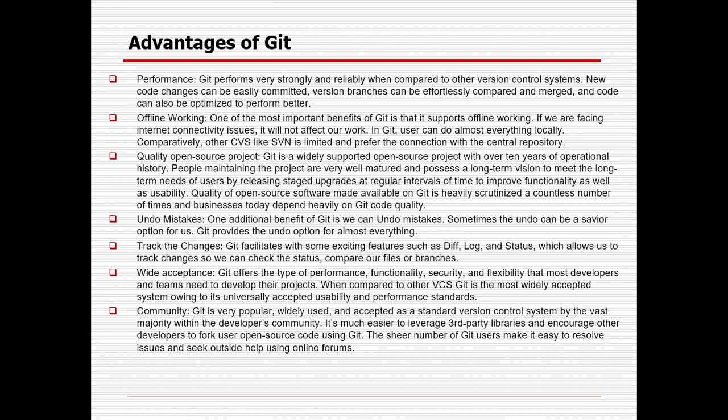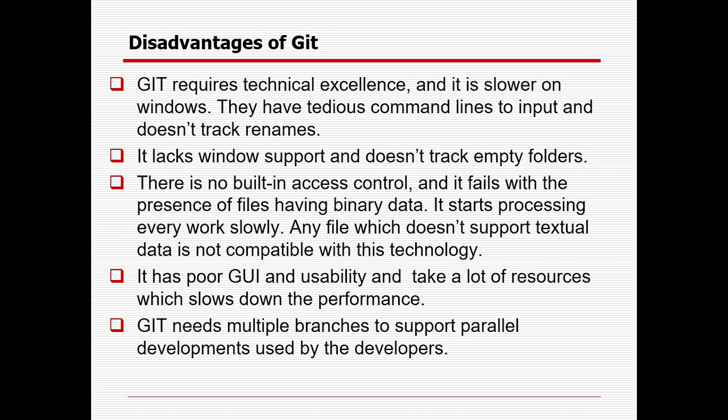Community. Git is very popular, widely used, and accepted as a standard version control system by the vast majority within the developer community. It's much easier to leverage third-party libraries and encourage other developers to fork and use open source code using Git. The sheer number of Git users makes it easy to resolve issues and seek outside help using online forums. So definitely, 70% of developers are using Git, but still it has some disadvantages or drawbacks.